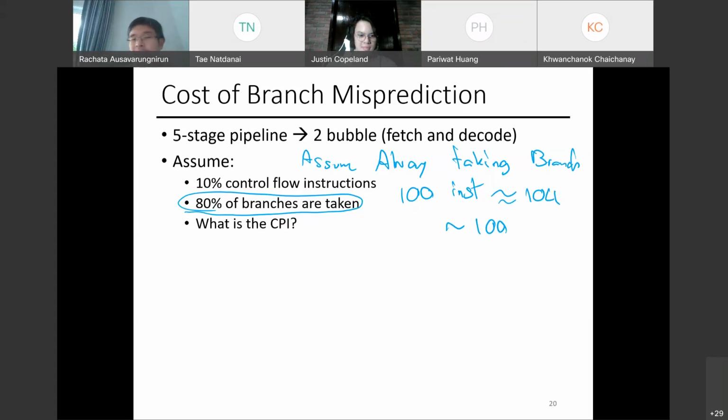There is 10% control flow. So out of those 100 instructions, how many of those are branches? What's 10% of 100? 10 instructions are branches, right? How many of those are incorrect?